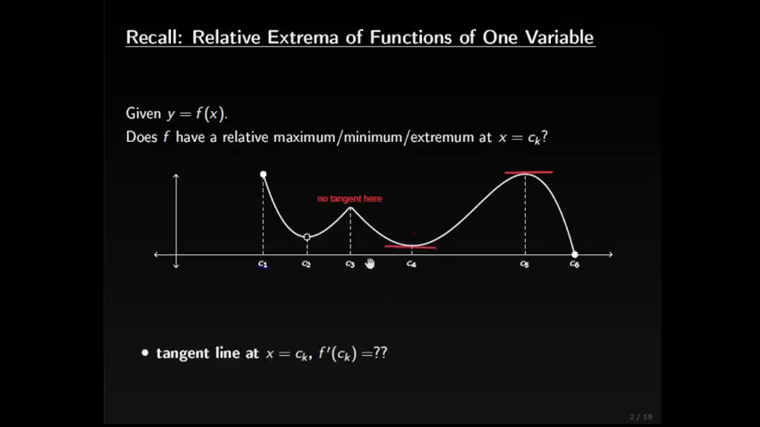Now, also remember that the tangent lines at the relative extrema are either horizontal or non-existent. Just like at C3, the tangent is non-existent. So f prime at C3 is undefined. On the other hand, at C4, we have a horizontal tangent line. So f prime of C4 is 0. At C5, we also have a horizontal tangent line. Therefore, f prime is 0.